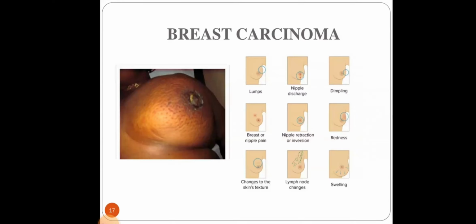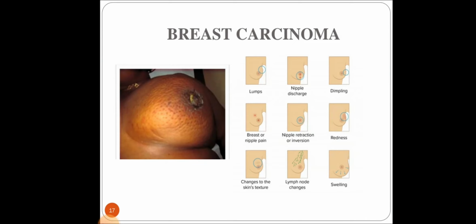Then Halsted radical mastectomy is there. That is entire breast tissue with both pectoralis muscles removed. So different kinds of surgeries are told, depending on the part or the level of tissue which is being removed. Mainly local wide excision or lumpectomy, then quadrantectomy, then total mastectomy and axillary clearance, patey mastectomy, Halsted radical mastectomy. So these are the different surgeries.